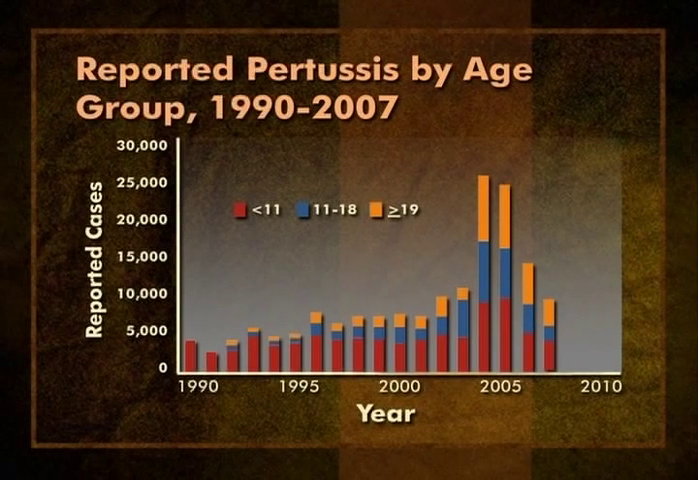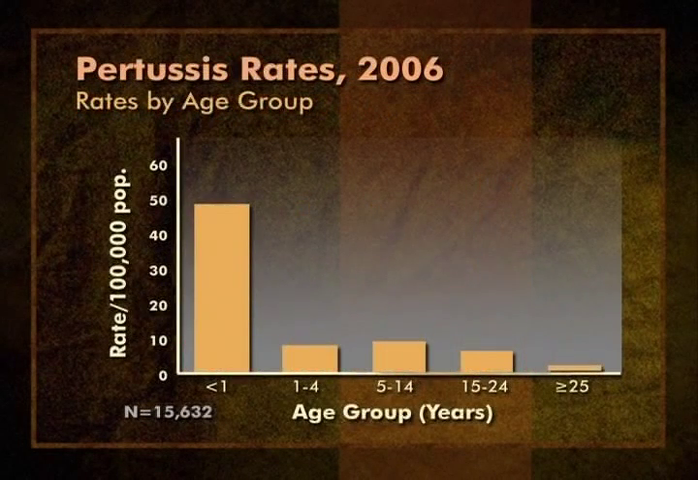The number of cases reported among children has increased slightly, but the number of cases reported among adolescents and adults has increased significantly. In 2007, more than 5,000 pertussis cases were reported in adolescents and adults, accounting for almost 55% of all reported cases. Although persons 11 years and older accounted for the largest proportion of cases, infants had the highest rates of pertussis by far.